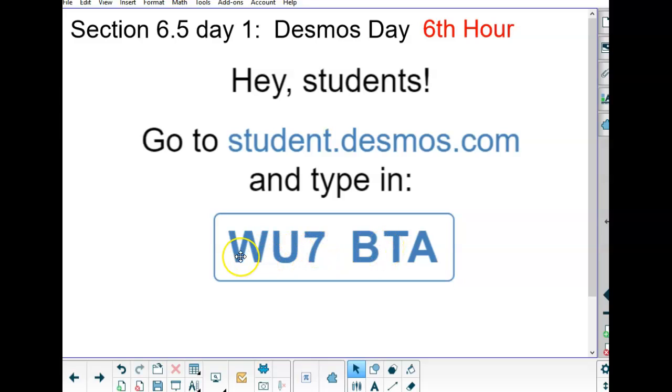And then the very first activity on there should say something like square roots, graphing square roots and cube roots. It might even say copy of, because I copied that from my other class. So you can just work through that, and then I'll be available for questions.